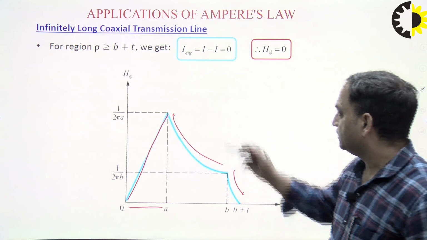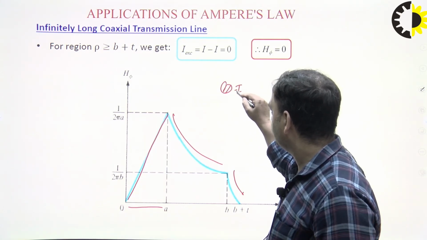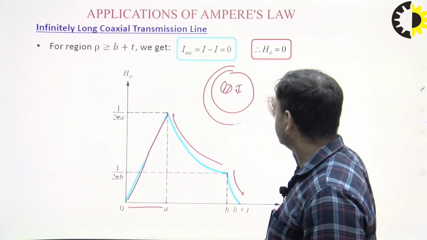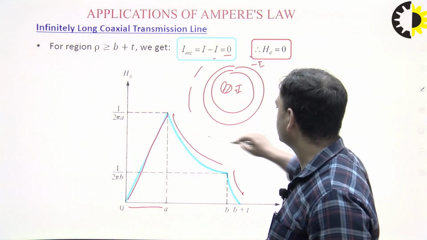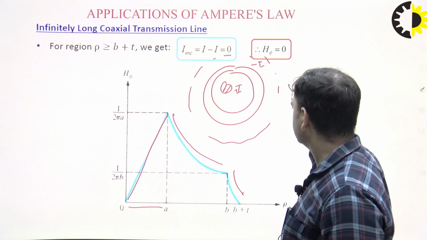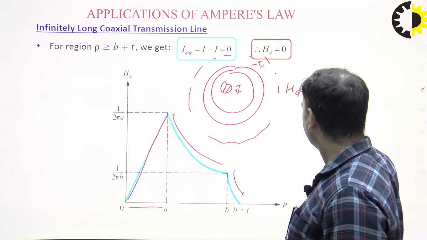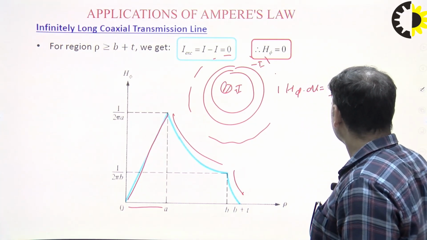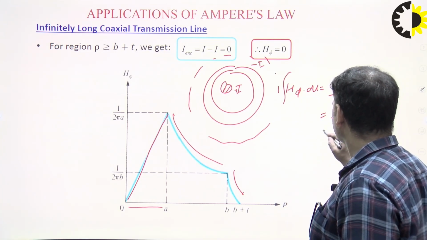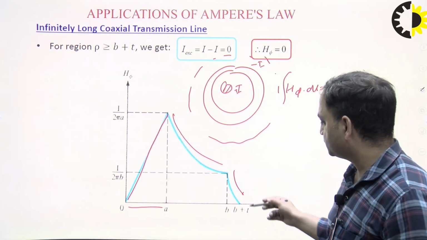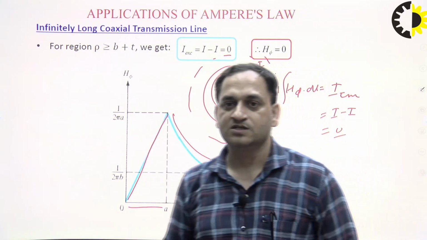Why is it 0? Because for the inner conductor the current is flowing as plus I, but for the outer conductor the current is flowing as minus I. So when we want to find the value of H outside this complete conductor, H phi into dl will be the I enclosed. The total I enclosed will be plus I and minus I, so this value will be 0. That is why after B plus T, the value of H will be equal to 0.